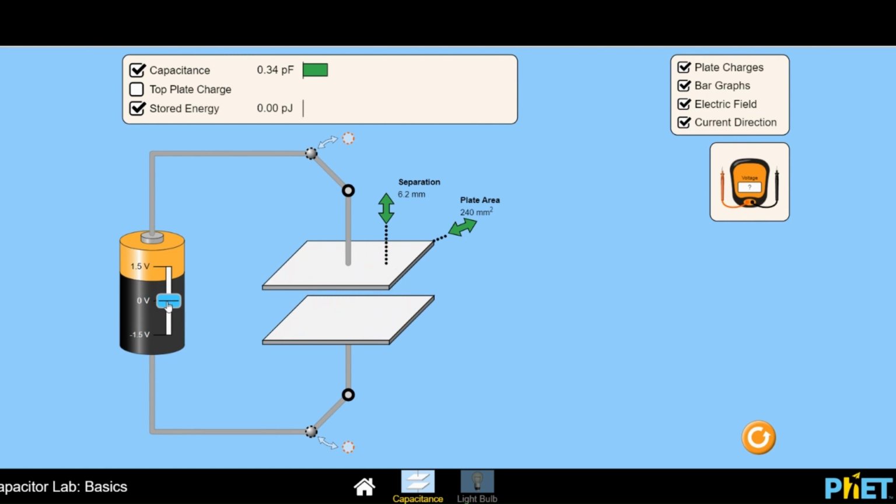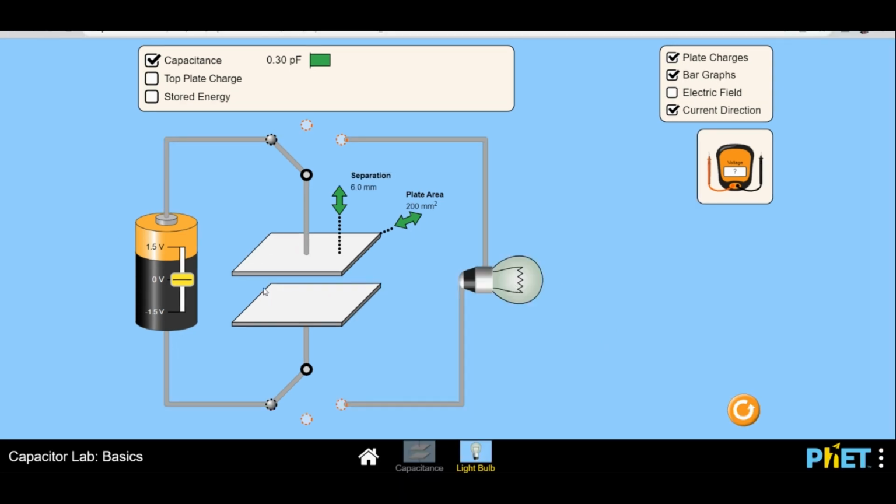Now, does this really act like a storage device? We can find that out by connecting this capacitor to a light bulb. But I'm going to disconnect it from this source first. After I charge it, I'll disconnect it and then connect it to the light bulb and see if the light bulb really glows. So now I have the capacitor connected to the battery and a lamp, but it has not yet been connected to the circuit.